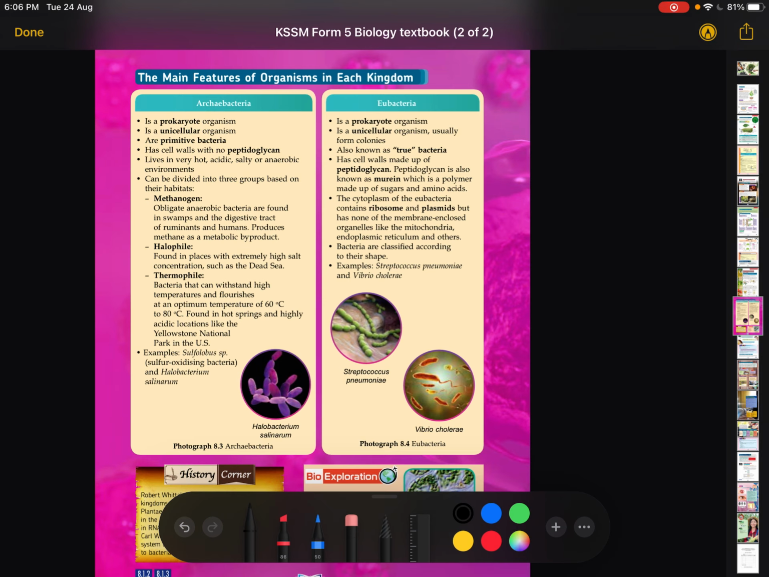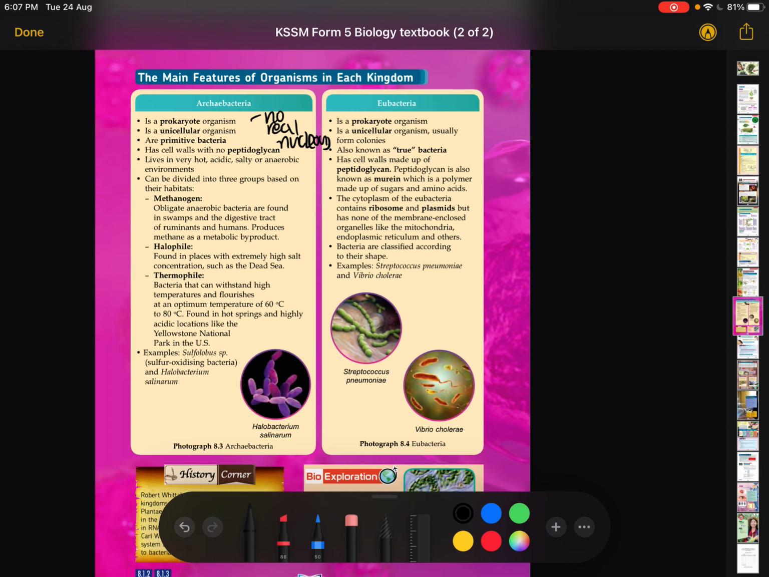The first thing is Archaebacteria. So Archaebacteria is a prokaryote and it is a unicellular organism. What prokaryote means is it has no real nucleus. What no real nucleus means is they don't really have a nucleus with a membrane. They don't have a nuclear membrane. Some of them do have DNA.